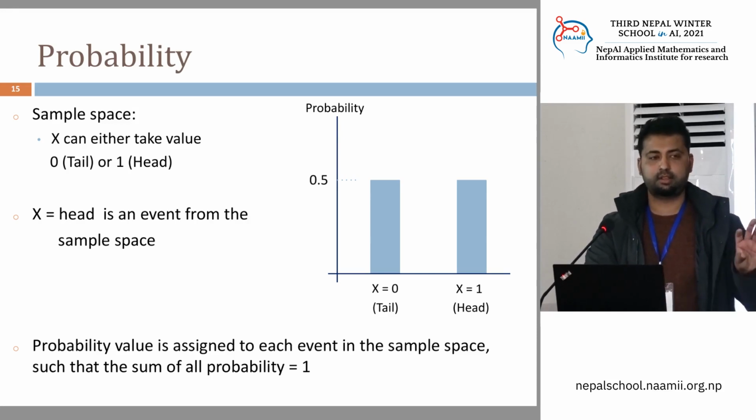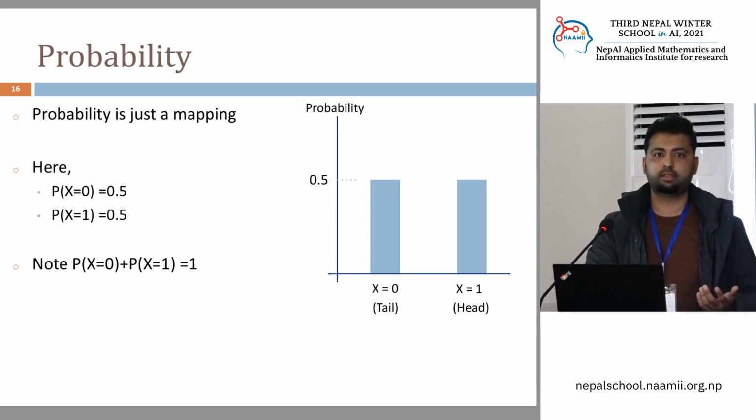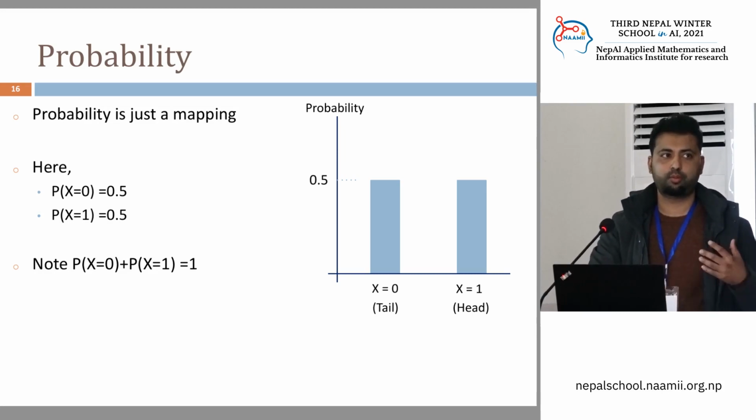So this is a discrete space, and to each state you assign a probability: what is the probability that you would get a tail, and what is the probability that you would get a head. And the second thing that you need to note is that the sum of these two events is equal to 1. These are the fundamental principles based on which we develop probability theory.